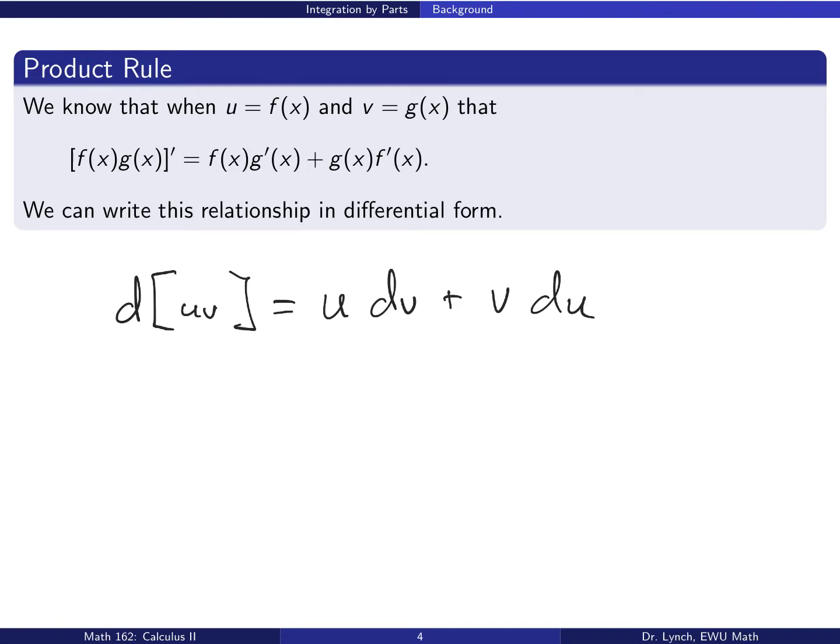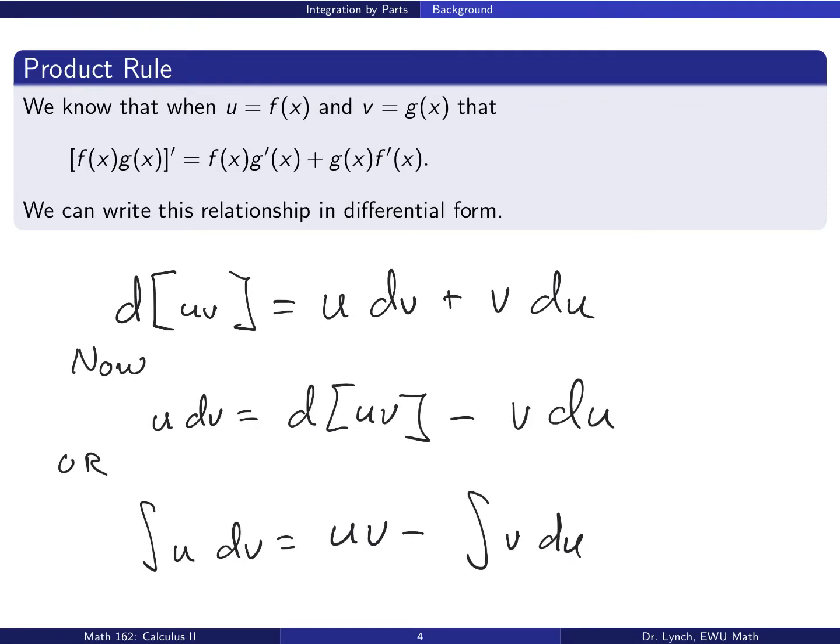The derivative of a product uv is the first times the derivative of the second, plus the second times the derivative of the first. Now, rewriting that and then integrating both sides gives us what's known as the integration by parts formula. So solving for u dv, we can find antiderivatives of both sides, and the antiderivative of that derivative, uv, ought to just be uv itself. So this, as it turns out, is the integration by parts formula.